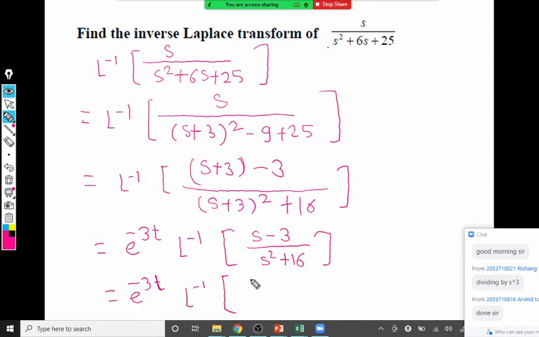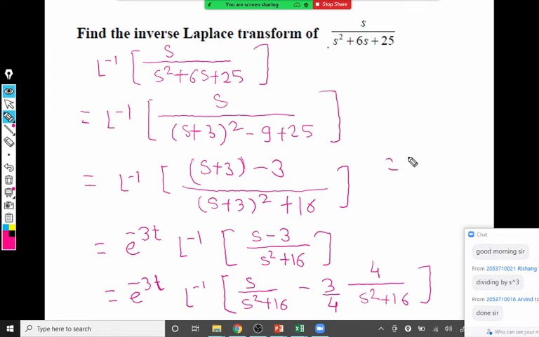Let me adjust this in the required form, s upon s square plus 16 minus, yes, what should be the adjustment here? To use a standard result, what should be the adjustment? We require 4 here. Sir, 3 by 4 into 4. Correct, very good.